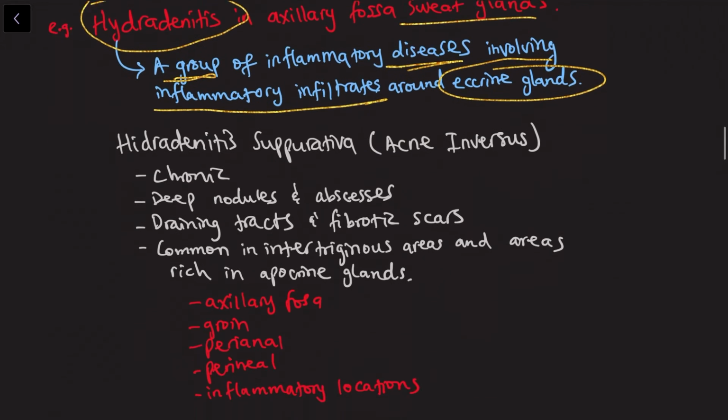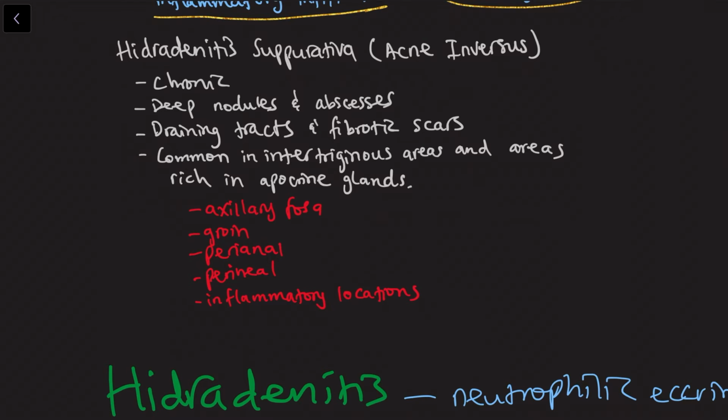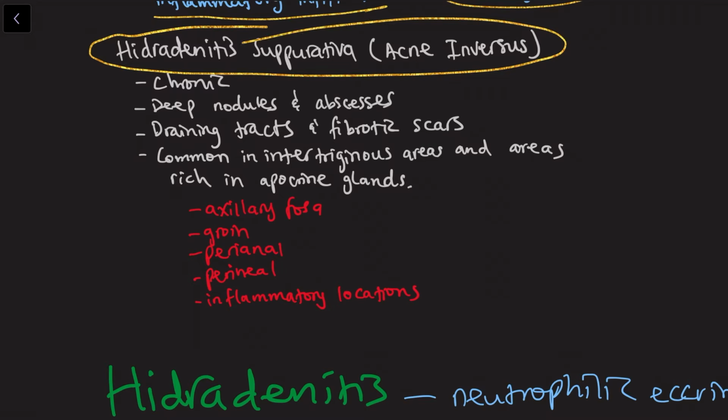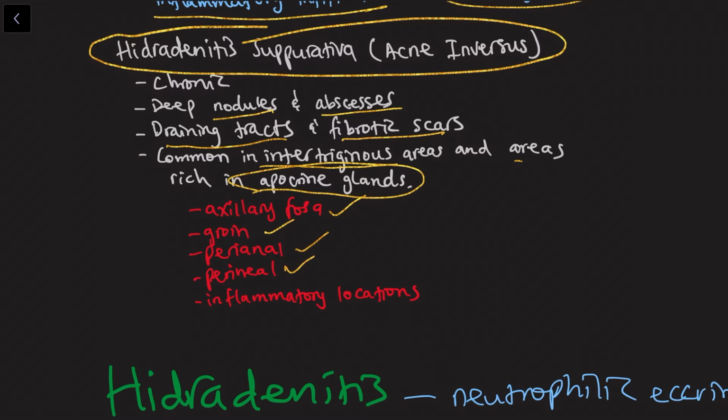One of these hidradenitis that is very famous is hidradenitis suppurativa, also known as acne inversus, which is a chronic inflammatory condition with deep nodules, forming abscesses. You also find draining tracts and fibrotic scars. And hidradenitis is common in intertriginous areas, those areas where there's a lot of folding and different parts of the body are rubbing against each other, and areas that are rich in apocrine glands, all right? Such areas as the axillary fossa, the groin, the perianal region, the perineal region, around the private parts there.